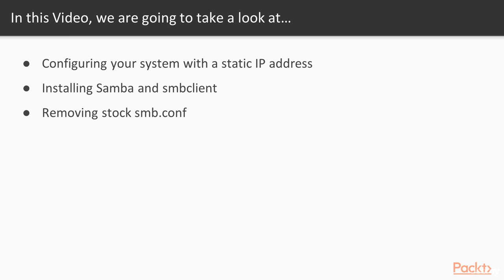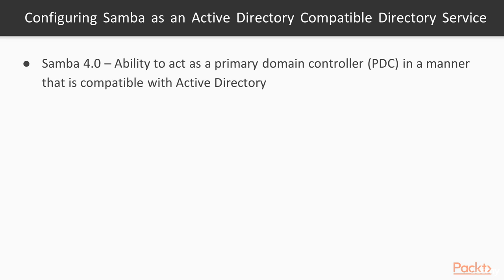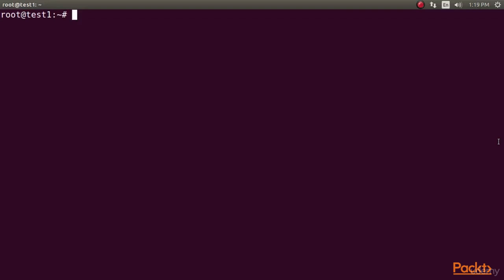In this video, we will see some important steps. First, we will configure your system with a static IP address, then install Samba and SMB client, and finally remove stock smb.conf. As of Samba 4.0, Samba has the ability to act as a primary domain controller, PDC, in a manner that is compatible with Active Directory. Now let's see how to do it.